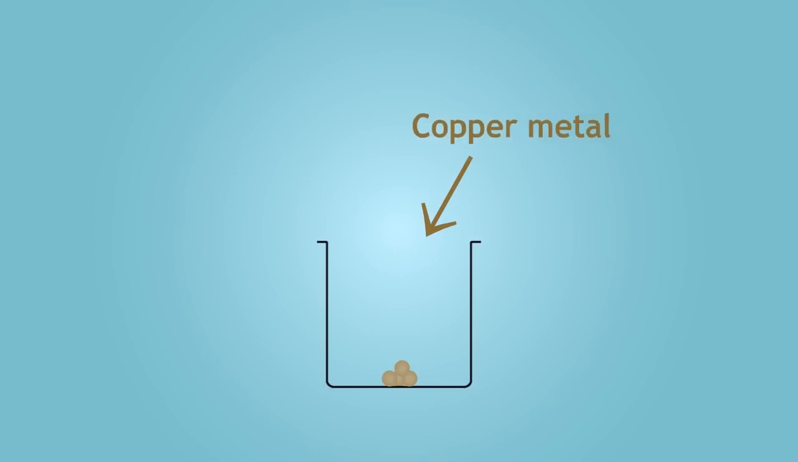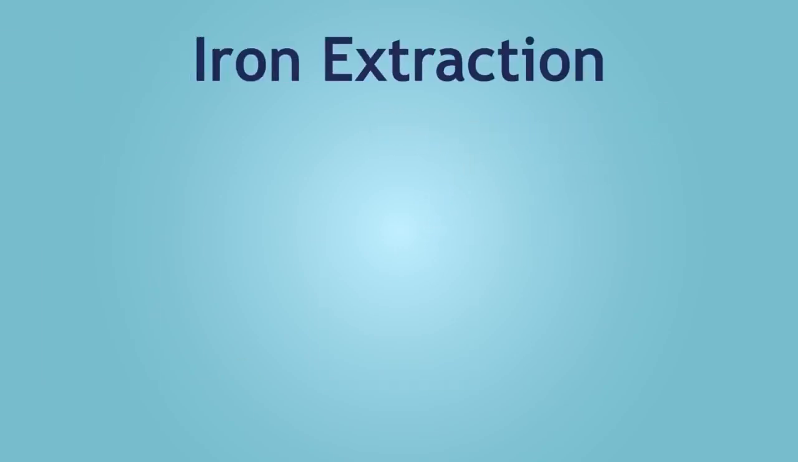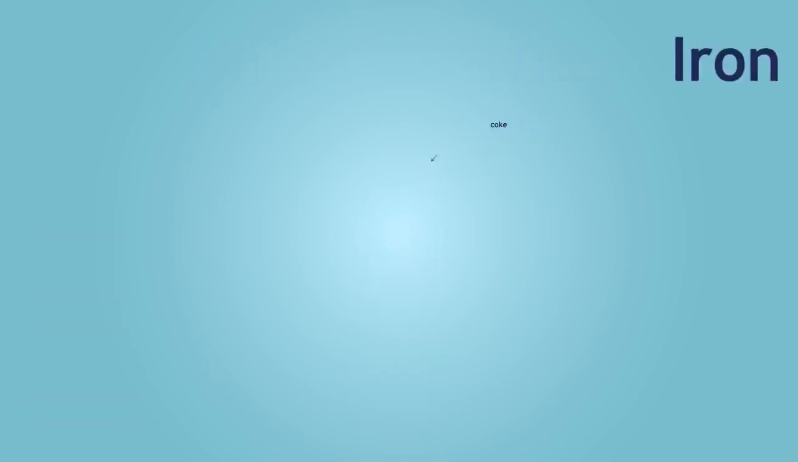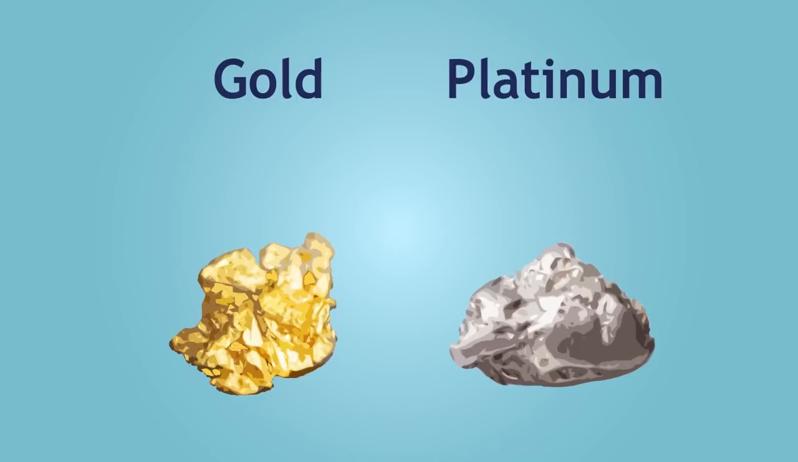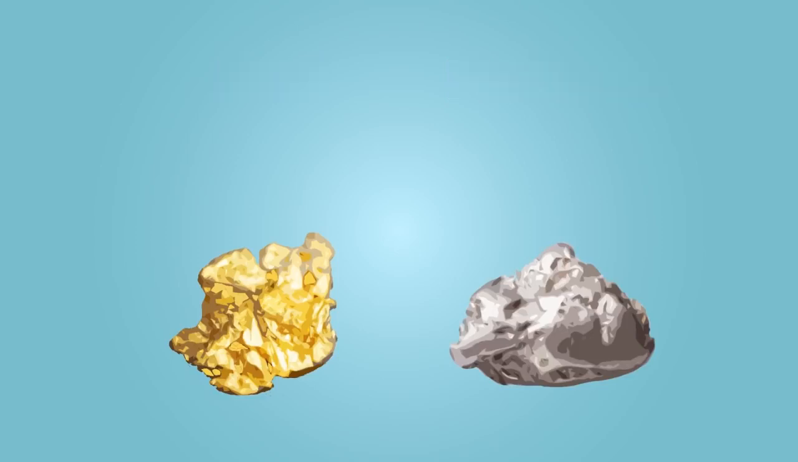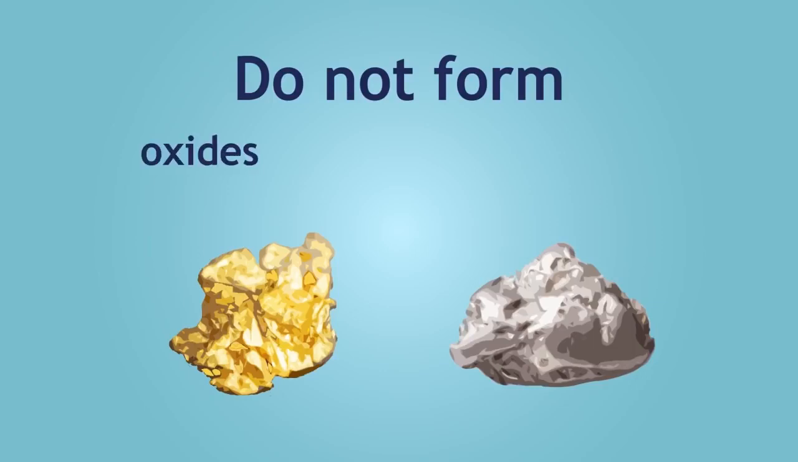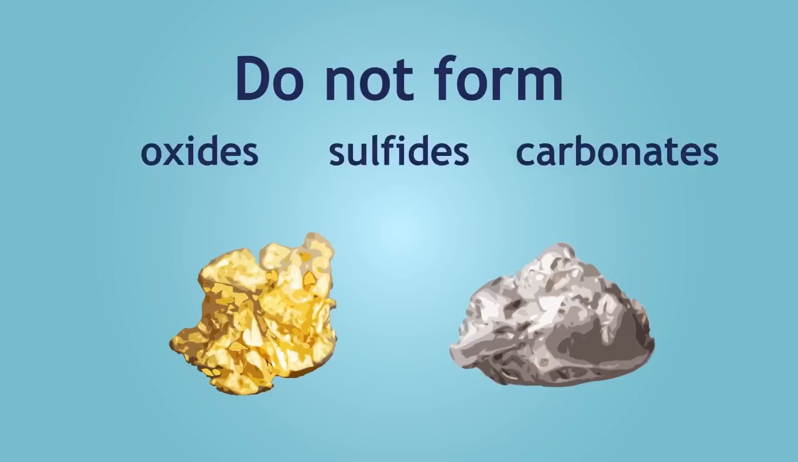In another lesson, you will learn how to extract iron using a form of carbon known as coke. Some metals, such as gold and platinum, are not found in ores, but rather exist naturally as native metal. Note that these are less reactive metals and therefore do not form oxide, sulfide, or carbonate compounds.